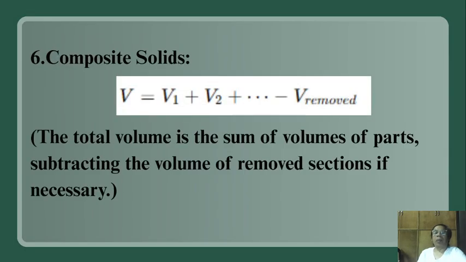And then for composite solids, our total volume is equal to V1 plus V2 plus ellipsis minus the volume of the removed. So the total volume is the sum of the volumes of parts, subtracting the volume of removed sections if necessary.